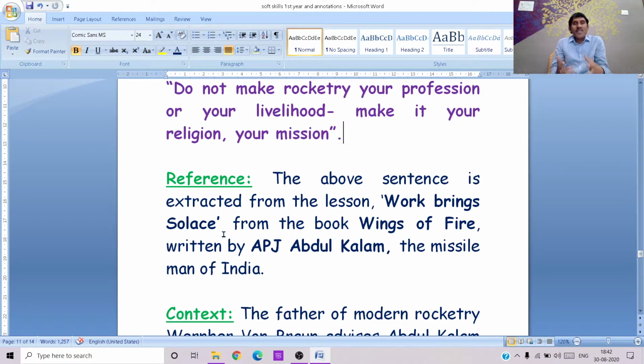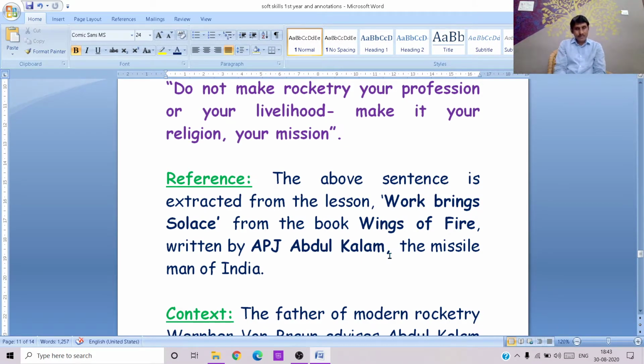Solace means comfort in distress. When you have failed in something and are in a bad mood, and somebody gives you good news, that brings solace. Or somebody comes to you and tries to console you, says some good words to you, maybe your father, mother, or close friend, then you get the comfort when you are distressed, right? So the above sentence is extracted from the lesson "Work Brings Solace," from the book Wings of Fire. This is the name of the lesson, and that lesson is taken from Abdul Kalam's book Wings of Fire, written by Abdul Kalam, of course.